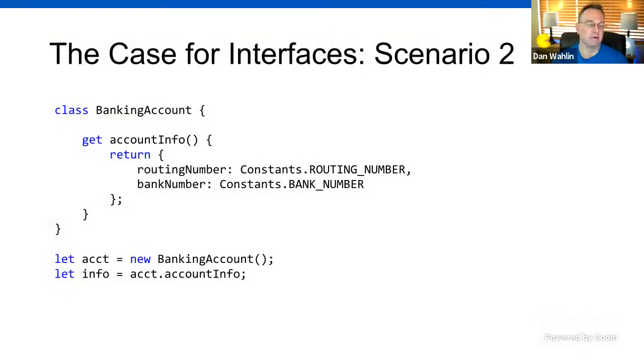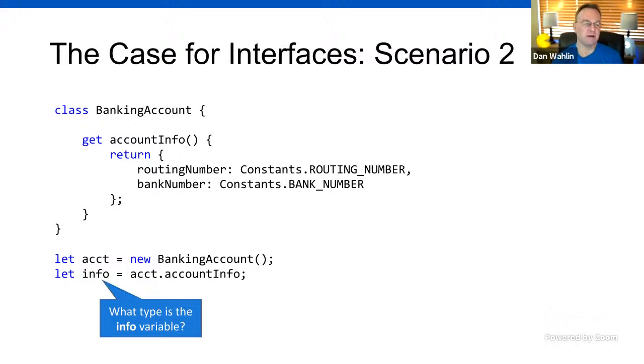Now, here's another scenario. Let's take a look right here. We have a return from this get account. So we have a banking account object. It has a get property called account info, and it returns this routing number and bank number. But down here at the bottom, what type is the info that we're getting back? If you said, well, it's an object, you would be correct. But then if I said, well, what's in that object? Well, unless you wrote the code for the get account info, you probably wouldn't know what that is.